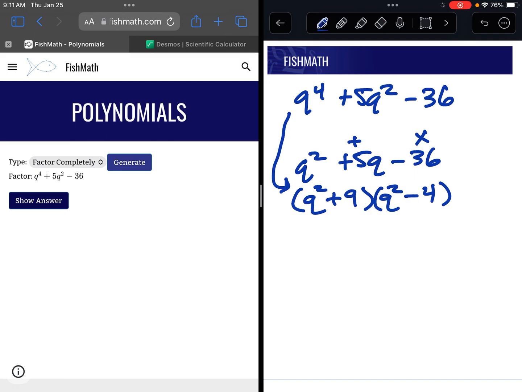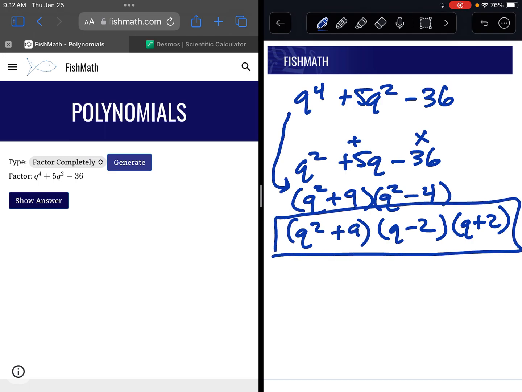If you look closely here, one of our factors is actually a difference of perfect squares, so we should keep going with that one. This q squared minus 4 is actually q minus 2 times q plus 2, if you just ignore the left side for a minute. And then we're going to copy that left side down because we still need it in our final answer. So that would be our completely factored form of this trinomial, which you can see here on the left. Let's try some more like that.